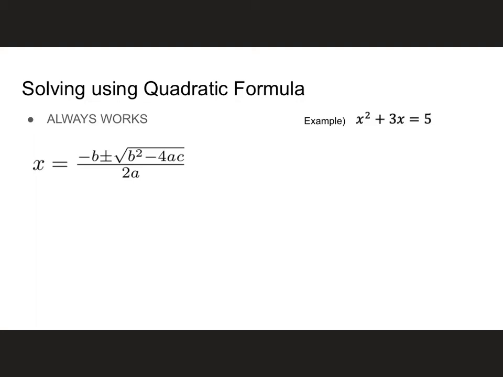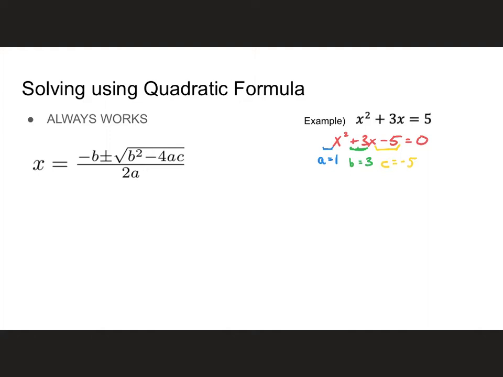So x squared plus 3x equals 5. The first thing you want to do is make sure it's set equal to 0. If it's not set equal to 0, you can't use the quadratic formula. Next, you want to identify a. So a is equal to 1. That's the number right in front of the x squared term. b is the number in front of x, so in this particular case, b is equal to positive 3. And c is the number at the end, so c is equal to negative 5.